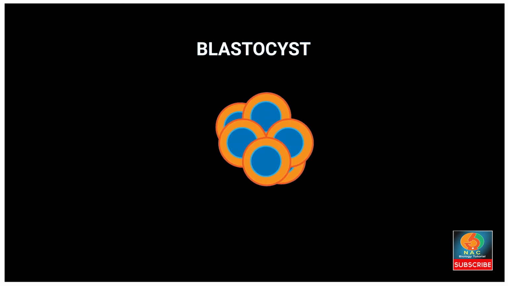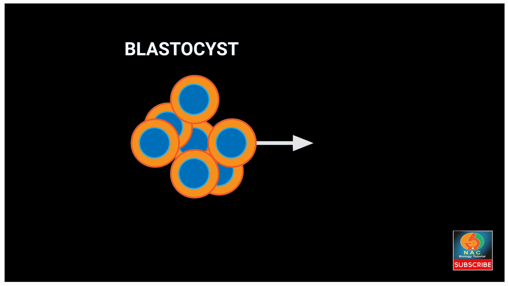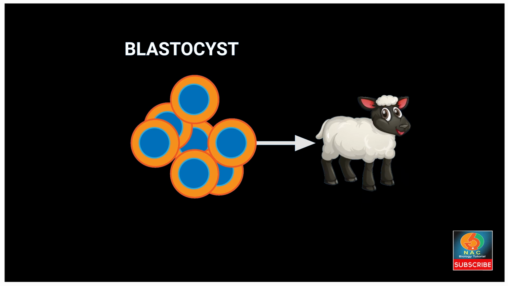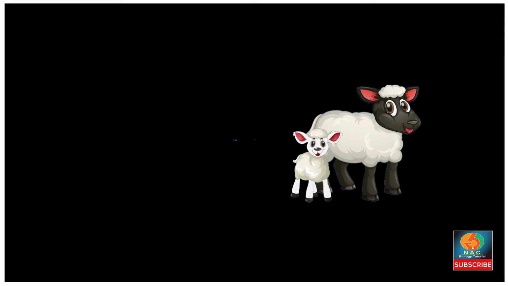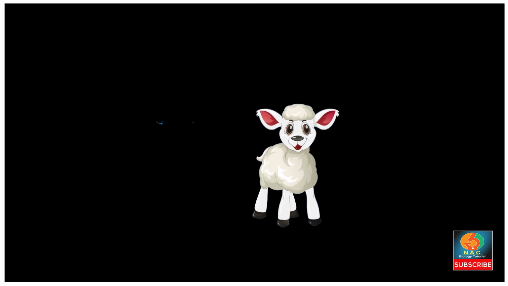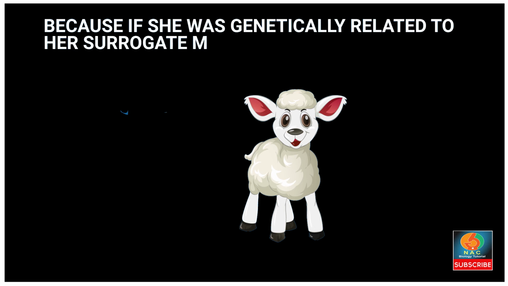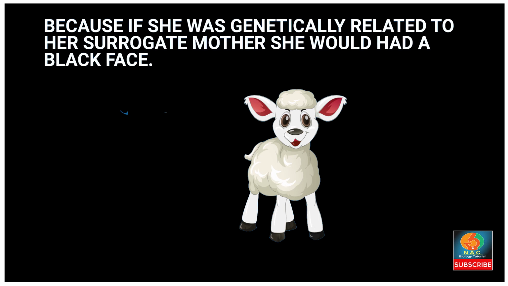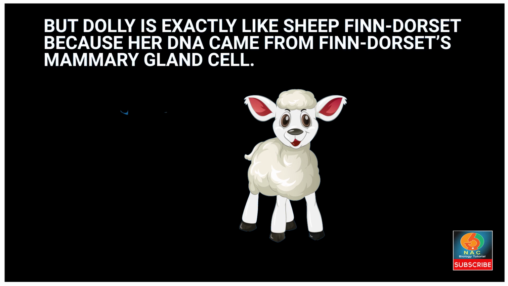The hybrid formed begins to divide normally and develops into a blastocyst. The blastocyst was implanted into the body of a surrogate mother, that is sheep 2, Scottish Blackface. So, the Scottish Blackface sheep gave birth to Dolly. Dolly's white face was one of the first signs that she was a clone, because if she was genetically related to her surrogate mother, she would have had a black face. But Dolly is exactly like sheep Finn Dorset because her DNA came from Finn Dorset's mammary gland cell.